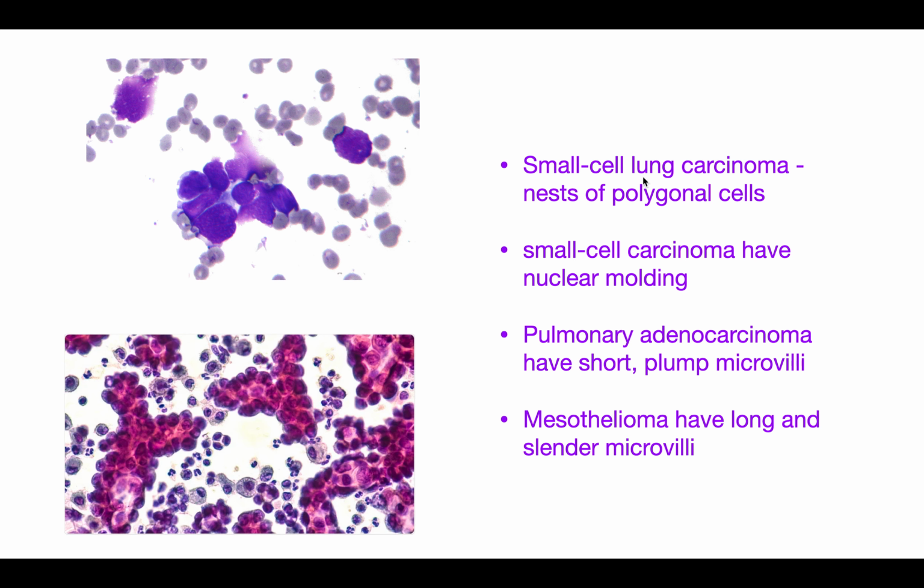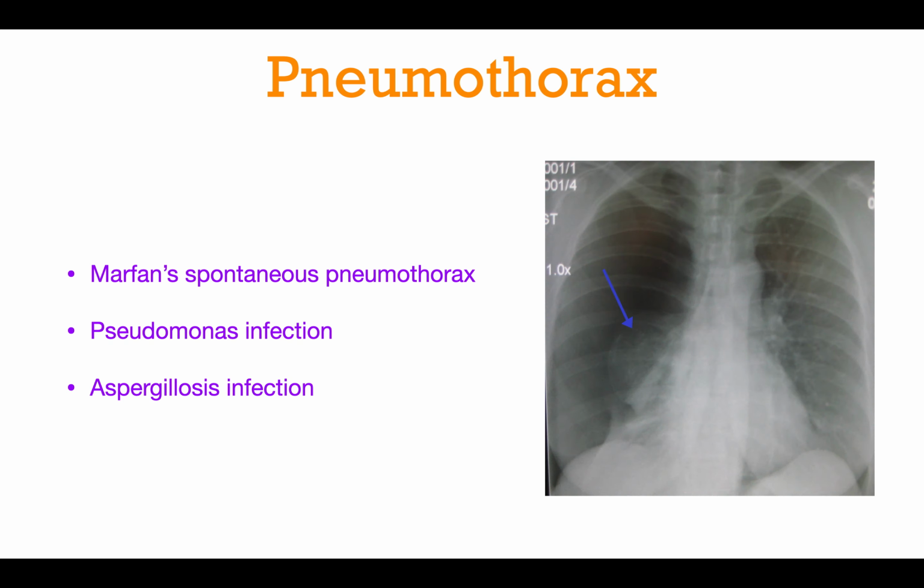Small cell lung cancers are going to present as these little nests of these polygonal cells, and they also have this feature called nuclear molding. In pulmonary adenocarcinoma, there's going to be very small, short, plump microvilli, while in mesothelioma, they have long and slender microvilli. Pneumothorax, the most common cause is either Marfan's, which is spontaneous, or Pseudomonas infection, an aspergillosis infection, or traumatic injury.